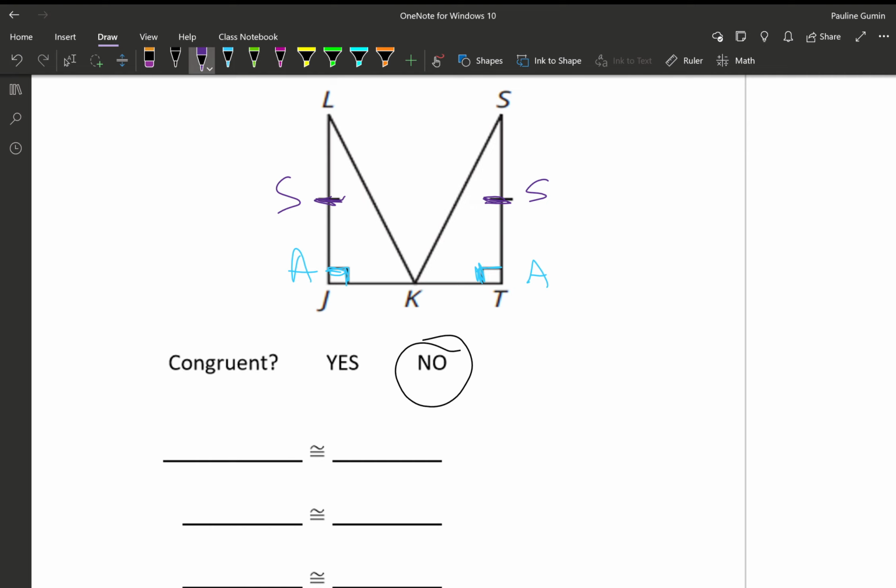They still have congruent sides and congruent angles though, so let's write them down. The congruent sides they have are LJ and ST. And the 2 congruent angles they have are angle J and angle T.